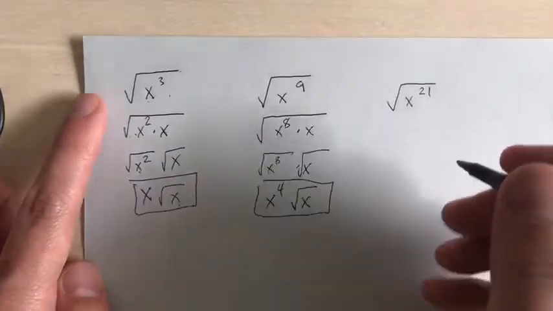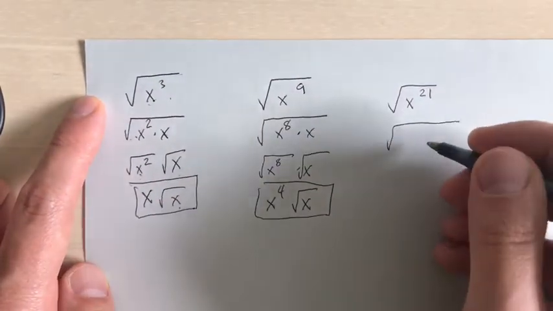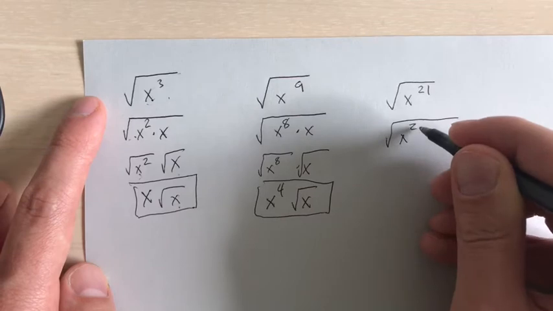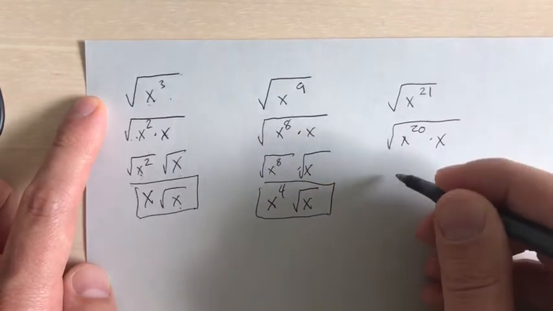Let's try x to the 21st. What's the even number that comes before 21? So there's 20 times the next additional x.